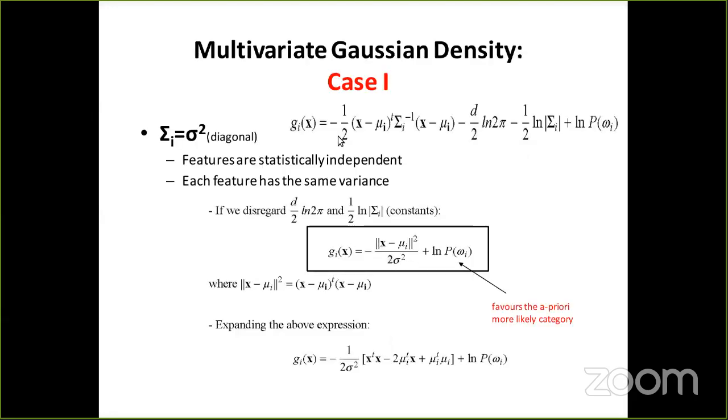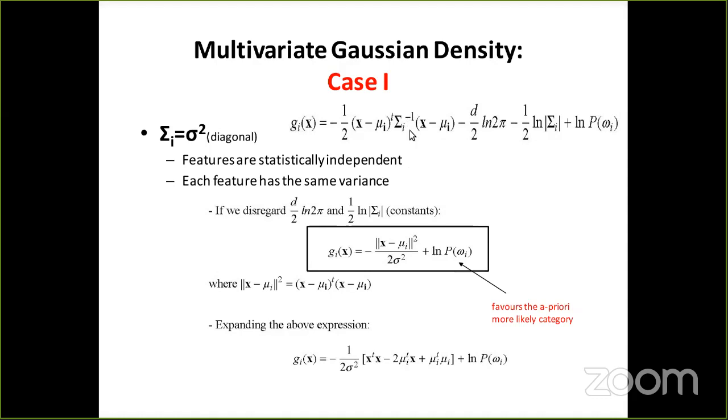Okay, now this was our discriminant function for the Gaussian case. Now let's look at some special cases. Say our data is multidimensional, but our covariance is fixed for all classes. So sigma I, the covariance for the ith class, is a diagonal matrix whose entries are sigma square, and it's fixed for all the classes.